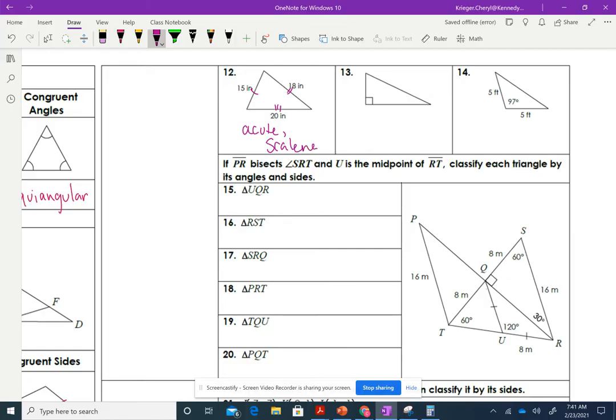All right, and number 14 looks like we have two sides that are the same length, 5 feet and 5 feet. All right, and if we have two sides that are the same length, we have two angles that are the same, but that doesn't really matter here because we know that 97 is greater than 90. So it's an obtuse isosceles triangle.